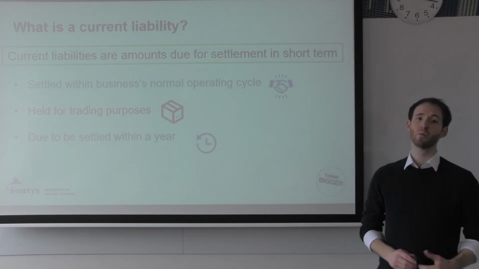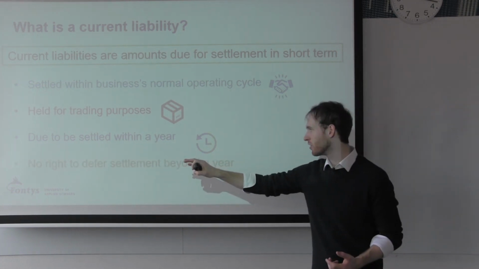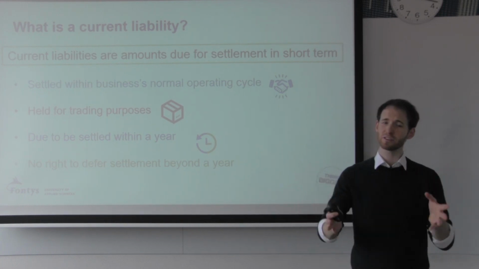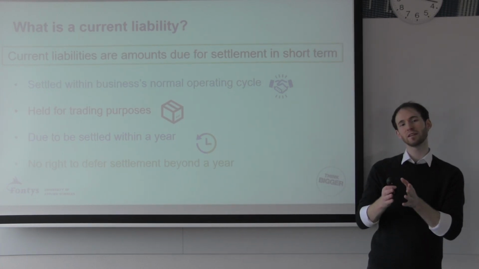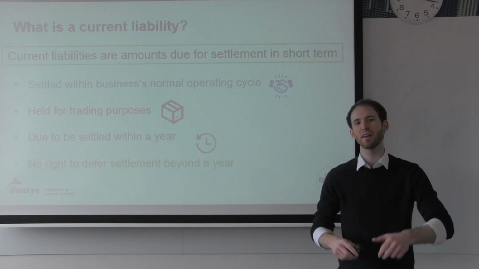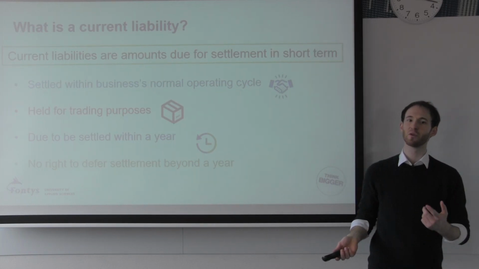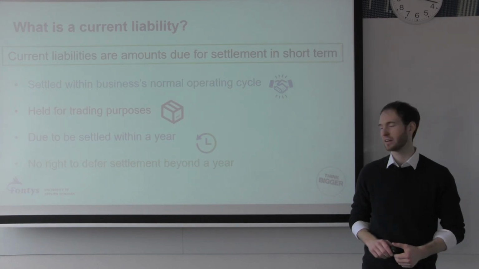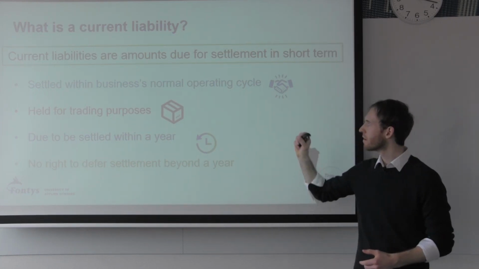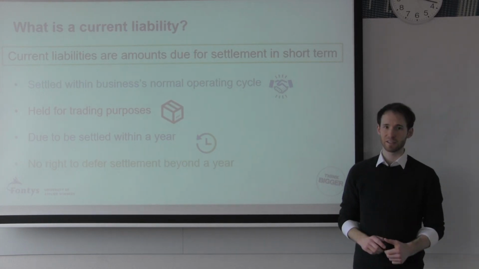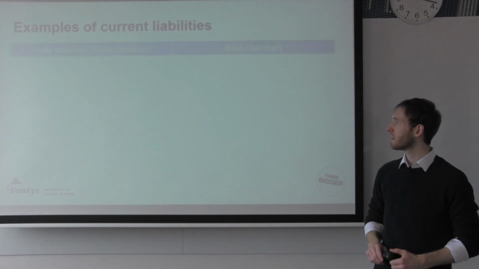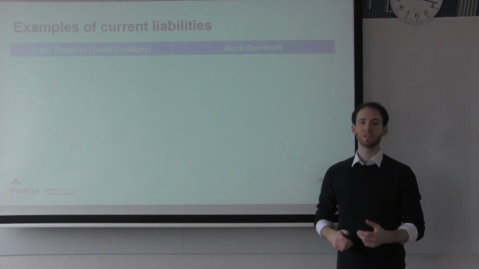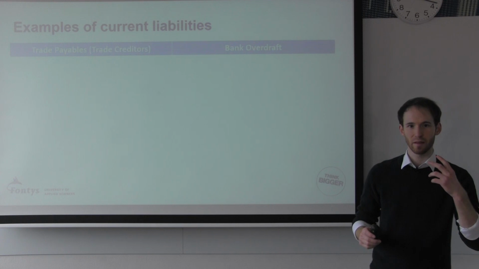As I said before, it's settled within 1 year, and you are not allowed to prolong the settlement longer than a year. So you have to settle them within a year, and if you would basically be able to also say, oh, I'll pay you back in 3 years, then this is not a current liability anymore, but a non-current liability, which we come to in 2 slides. Well, this is the general definition of what a current liability is. So examples for that are, for example, trade payables, also called trade creditors, which is the opposite of a trade receivable.